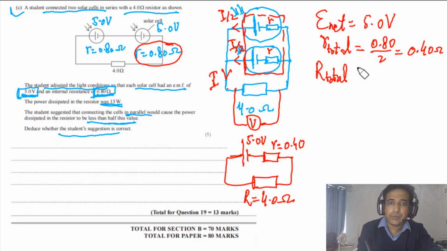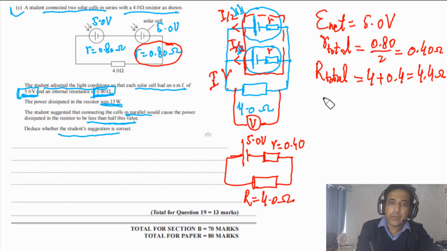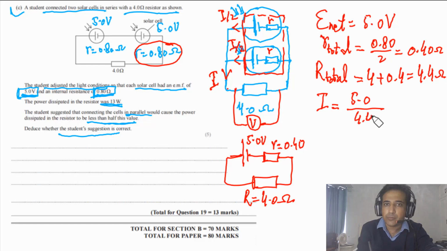So what is the total resistance of the circuit? That has to be equal to 4 plus 0.4, so the total resistance is 4.4 ohms. From here we can find the value of current: it will be equal to 5.0, this EMF, divided by the total resistance in the circuit, that is 4.4 ohms. So the value of current we get is 1.14 amps.